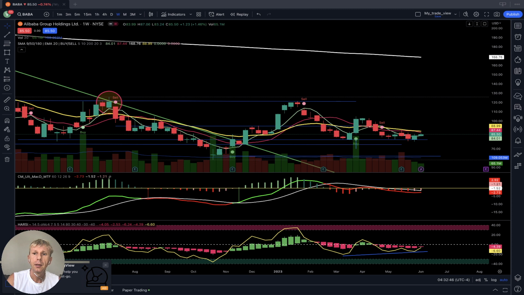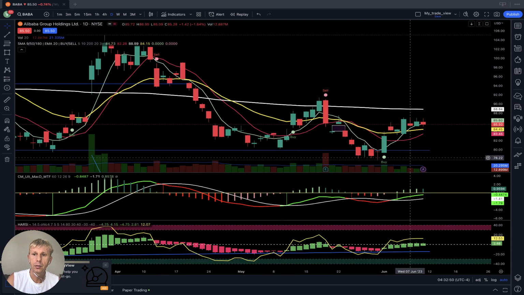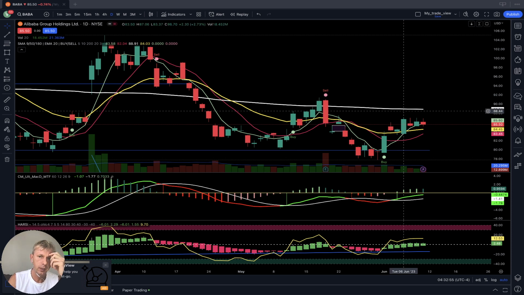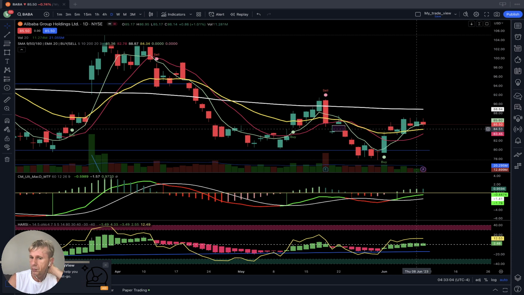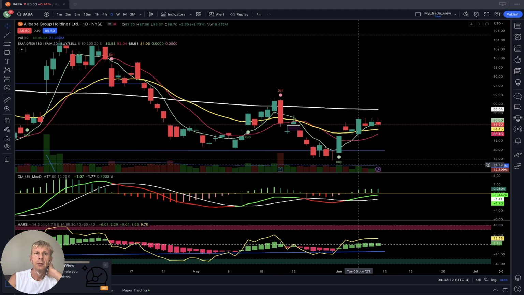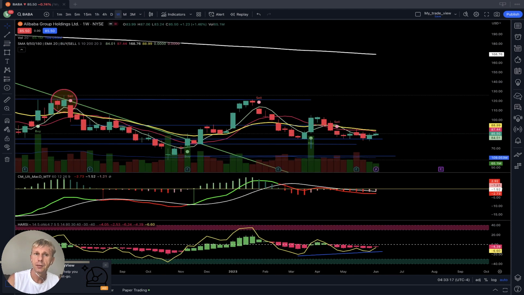Let's move to daily. Daily, it's also weak because all moving averages are below 200. It's bearish territory, but price action is positive because it moved above MA20. MA5 did a bullish crossover over 20. It's a positive signal. We'll see. Positive signal on the daily time frame. On weekly, it is still negative, still bearish.